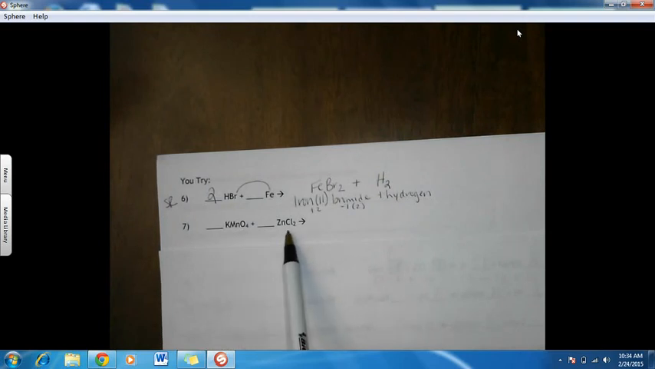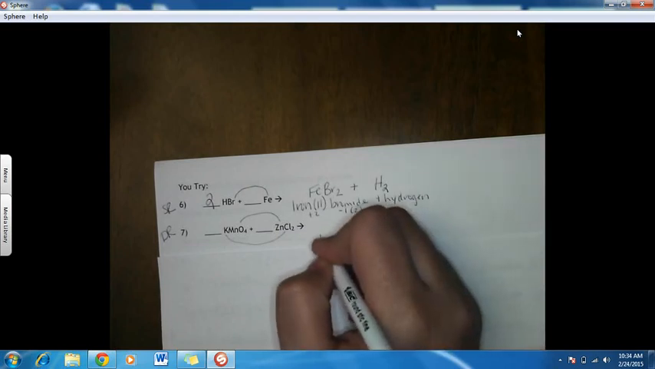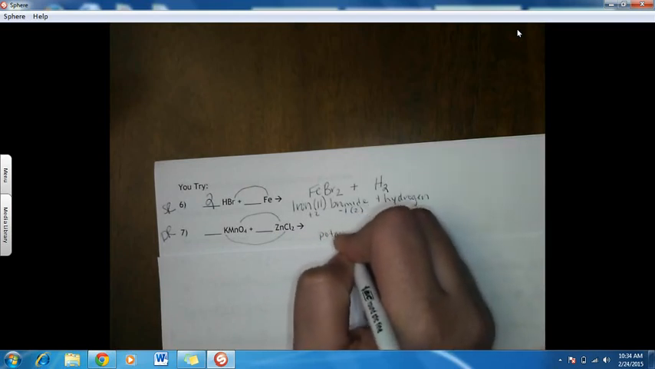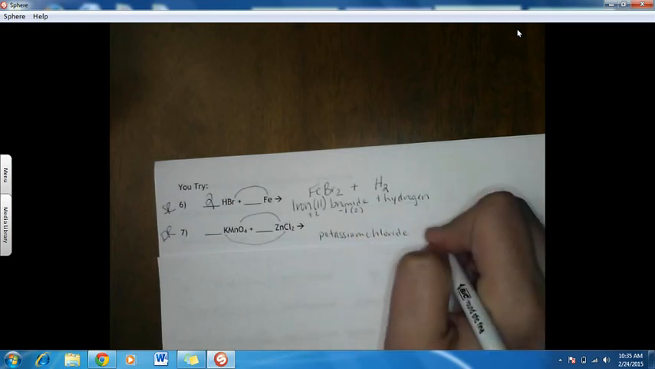And that's finished. Number 7, we have potassium permanganate and zinc chloride. So these are both compounds. And so 2 compounds is a double replacement reaction. And so what's going to happen? Potassium is going to combine with chlorine, and zinc is going to combine with the permanganate. And so what would be the names of those? Be potassium chloride and zinc permanganate.